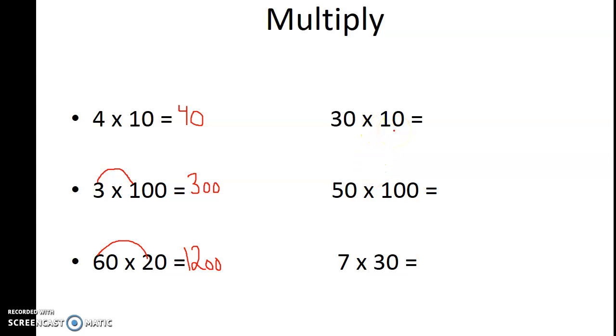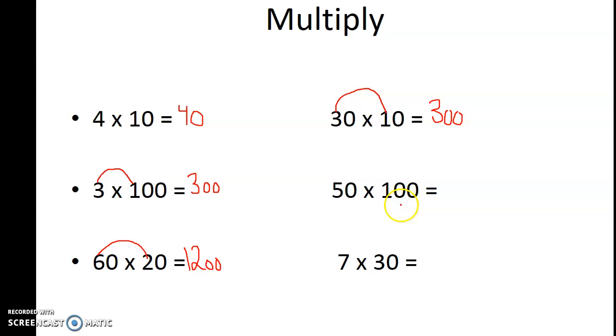Again, 30 times 10, the same way. Skip the zeros. 3 times 1 equals how much? 3. So I will write 3. Now let's count the zeros where? In the factors. How many zeros do we have? 1, 2. I will place them here. So the product is 300.